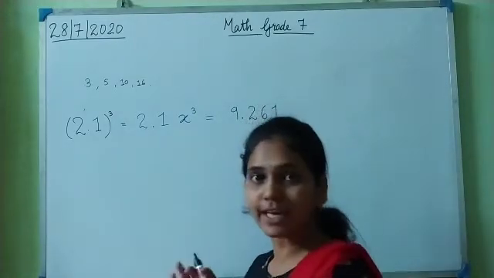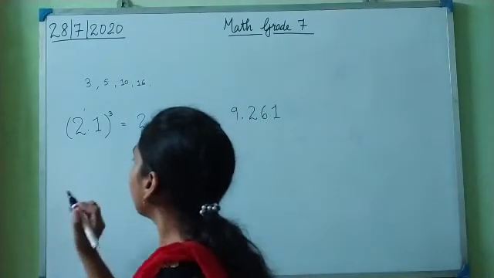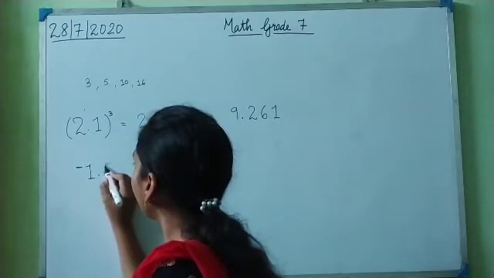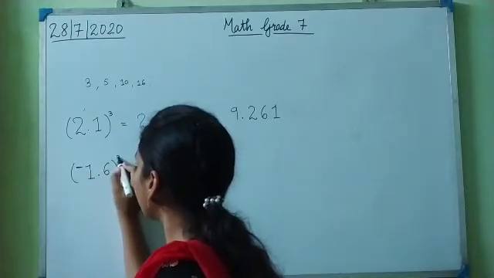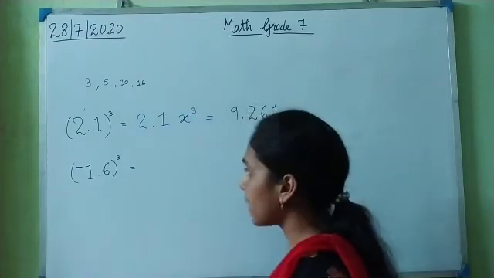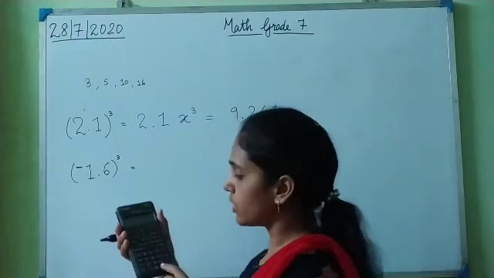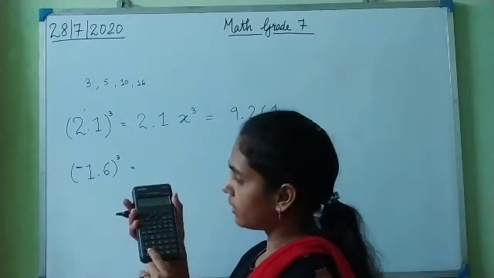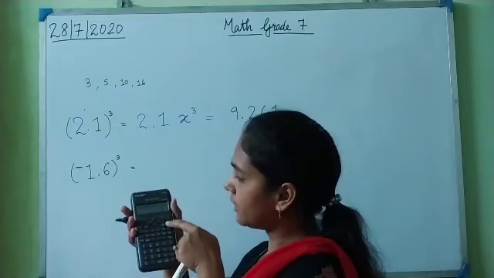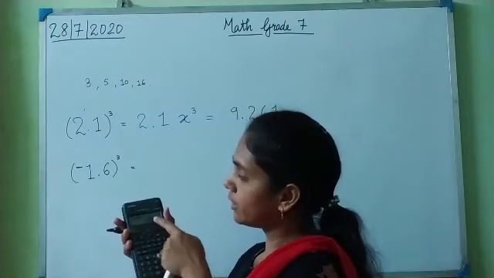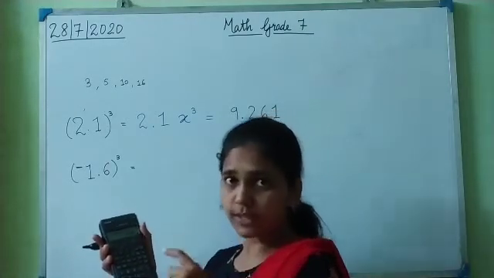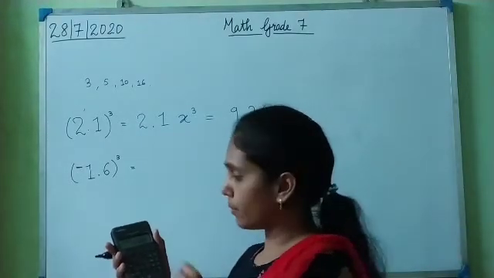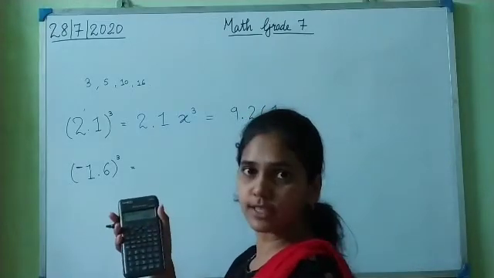Similarly, we can find the cube of a negative number also. Let's take minus 1.6. If I have to find the cube of this number, first I press the negative sign, negative 1.6, and then cube and equal to. Now, we saw that if the number is negative, then its cube will also be a negative number. So the answer is minus 4.096.